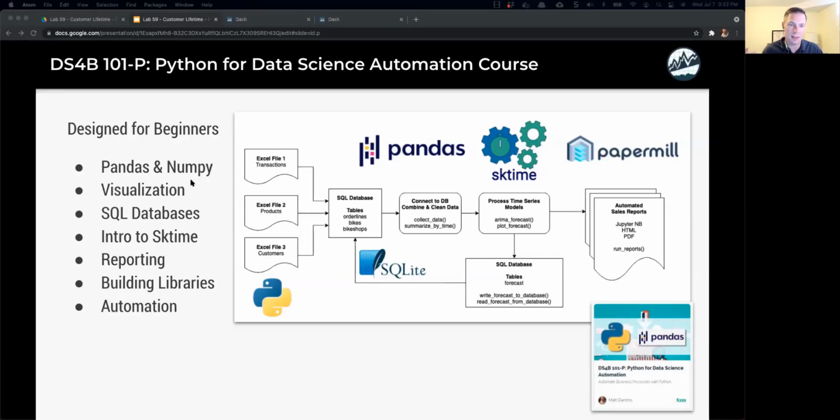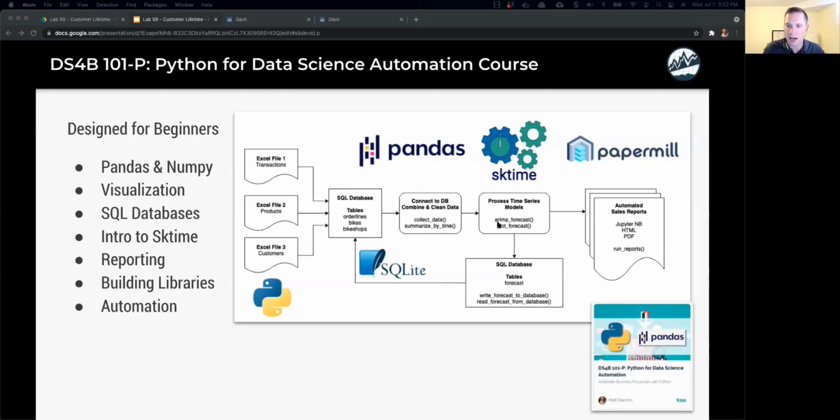This is designed for beginners who want to learn how to do data science automations with Python. It's designed to be able to take Excel files, which you're commonly asked to work with. You'll start by putting them into a database, and then you'll create through this automation process. You'll learn Pandas to help you create these functions here to summarize by time, to collect data.